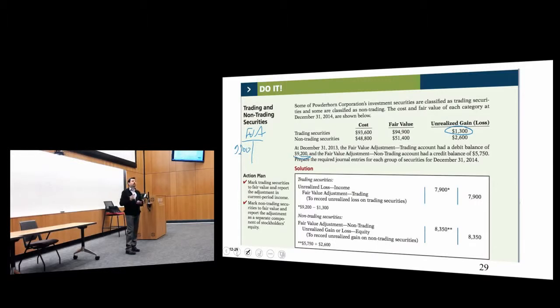Okay. So you know that the balance on the credit side will have to be 1,300. How do you get from 9,300 to 1,300? By crediting the account 7,900. This is the adjustment.